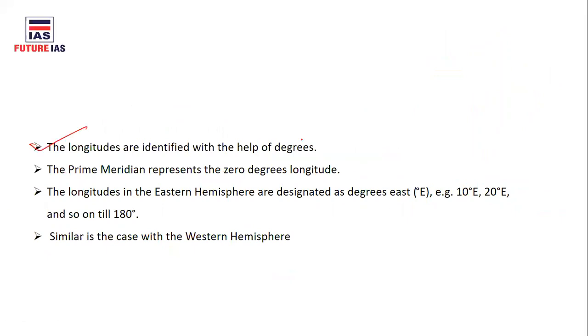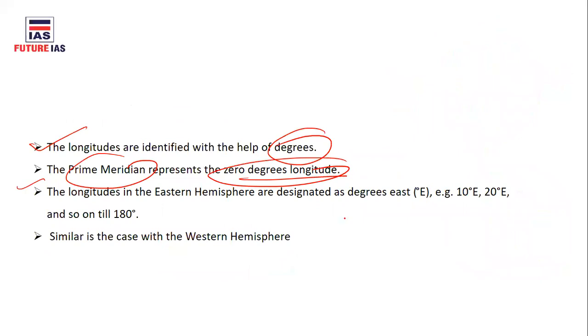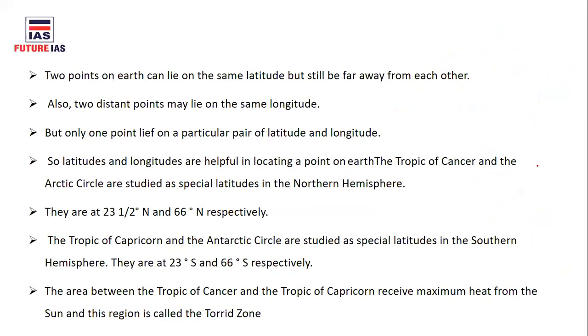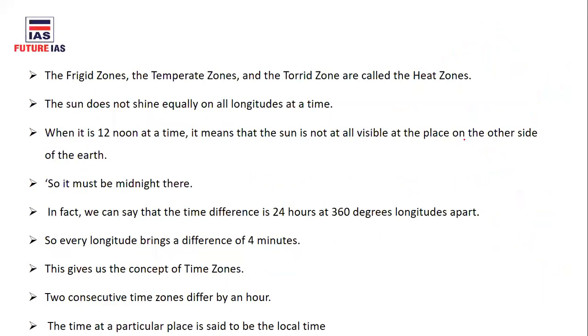I have already explained these. The longitudes are identified with the help of degrees. The prime meridian represents the 0 degree longitude because it is always 0 degree, since we have taken it as a reference. The reference meridian is also known as 0 degree longitude, and it divides the earth into the eastern hemisphere and the western hemisphere, and we can go from 0 degree to 180 degree in the east and west directions. All right, so that is how I was explaining to you, and that's all for today's lecture. I've already explained all such things in my previous slides.